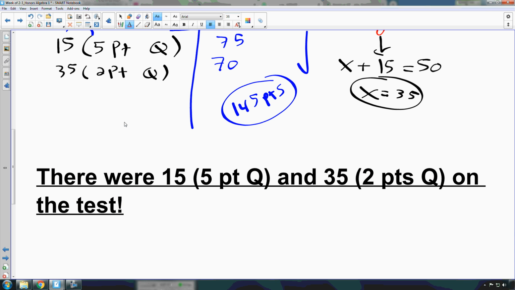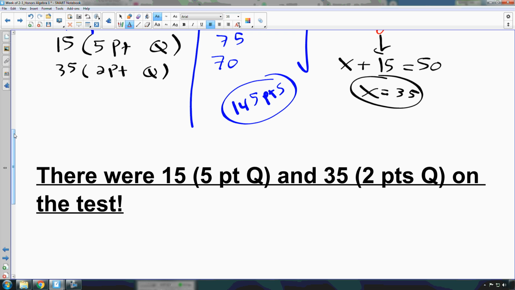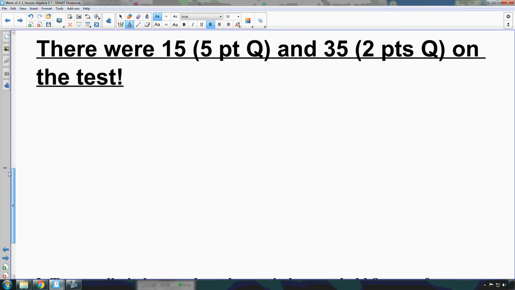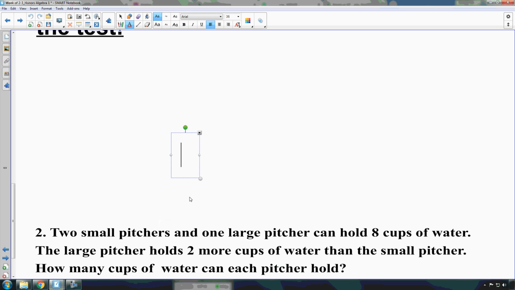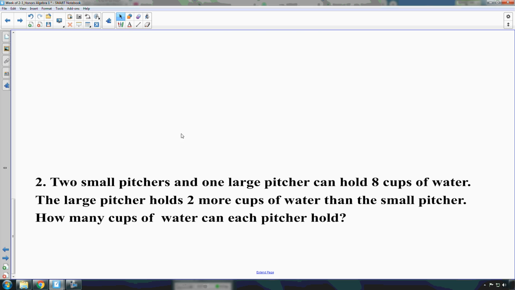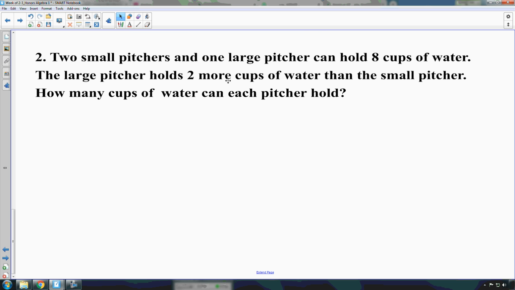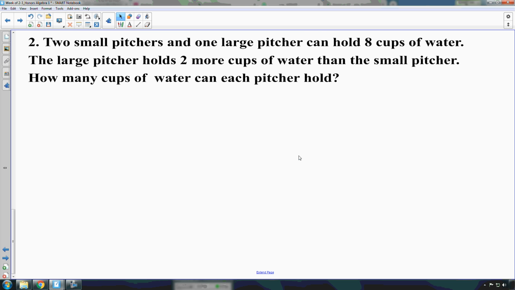And that's really it. That's how you answer it. You answer a word problem in words. So scrolling down, we're going to go to this next problem. So there were 15 5-point questions and 35 2-point questions on the test. So remember, when you're setting up these equations, one equation is going to have to do with one type of situation, and the other equation has to do with the other. So in this case, we're going to have two equations. This one's a little tricky.